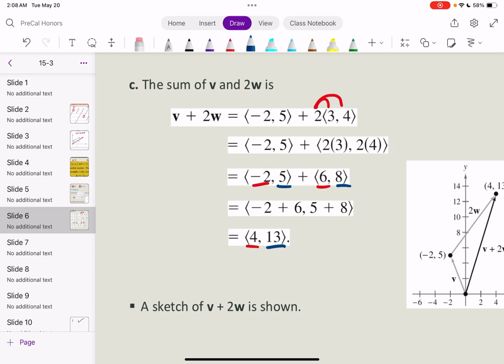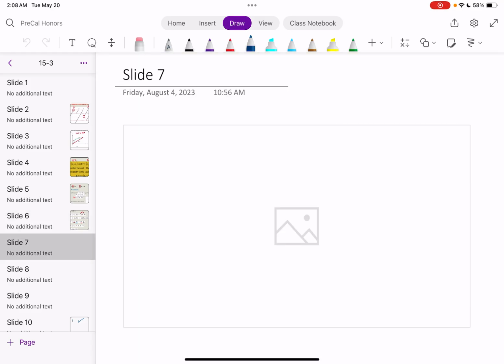Now, it did ask for us to graph our problem. Depending on whether you wanted to go with the tail to head method or parallelogram, it would directly result in you coming up with the same answer in either case. Let's go ahead and take a look at slide 7.